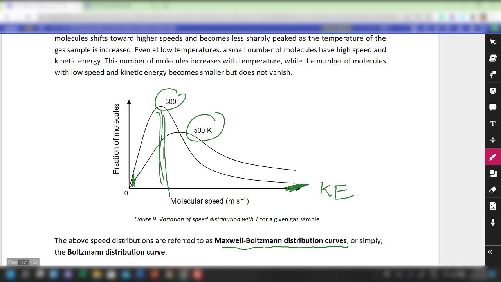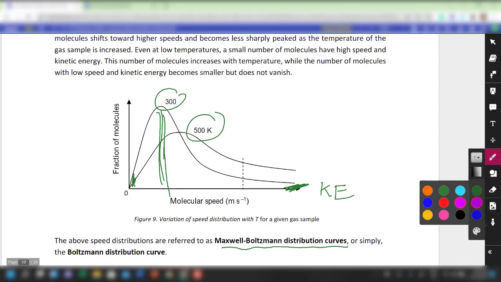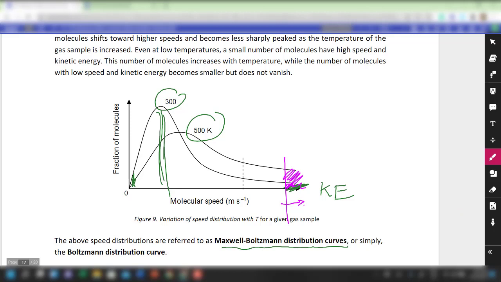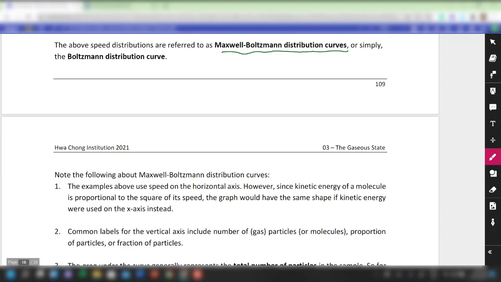But as I increase the temperature, the proportion of particles having, let's say, kinetic energy above a certain value, so above this value, actually increases from the part shaded in green to the part shaded in purple. This has strong implications later on in chemical kinetics, where you will learn about activation energy. The increase in temperature ensures that a greater proportion of particles have kinetic energy above the activation energy, which leads to a higher probability of an effective collision. You will learn that in kinetics later on.